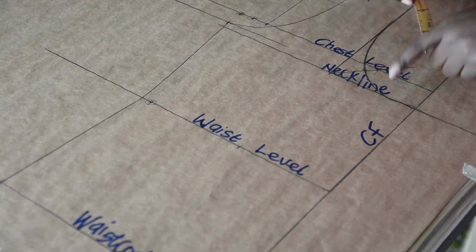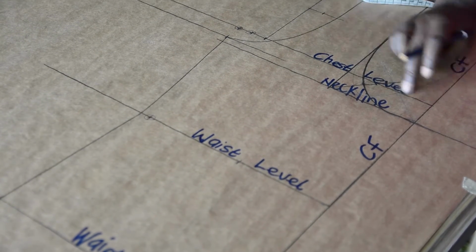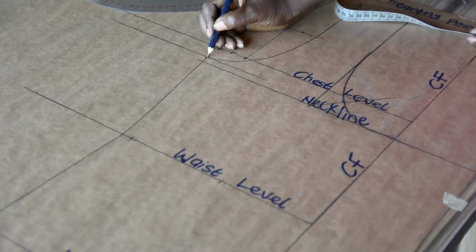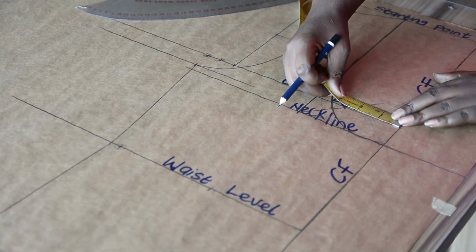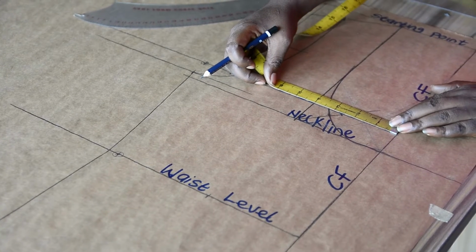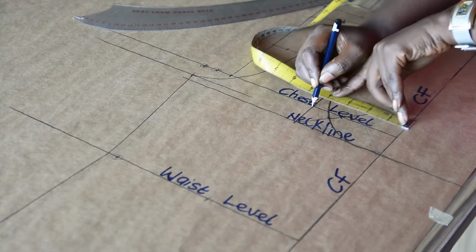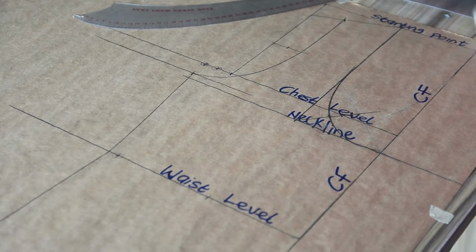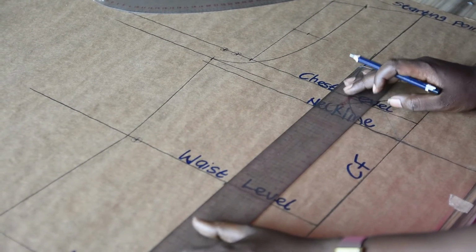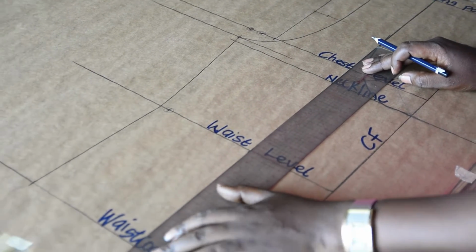On the chest level, the real chest level, please take note, real chest level, not the armhole point. So I will insert the same 4 inches. So the 4 inches falls on the neck width line. You can see what I have. So I will just connect the 3 points together straight down.